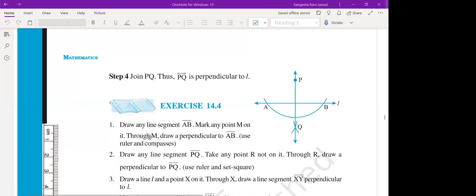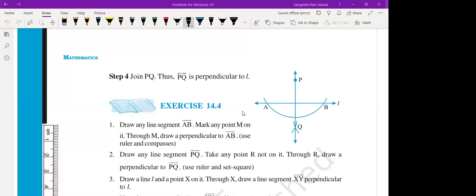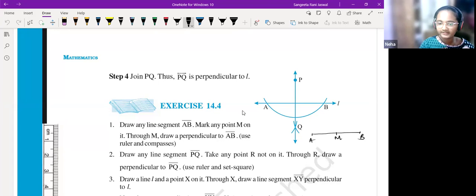Okay, let's see. Draw any line segment AB. Mark any point M on it. So just try to understand the question first. This is line segment AB. We mark the point M on it. Through M, draw a perpendicular to AB. Now it's saying from M we have to make a perpendicular. What is a perpendicular? Two lines intersecting at a point and they form right angles.